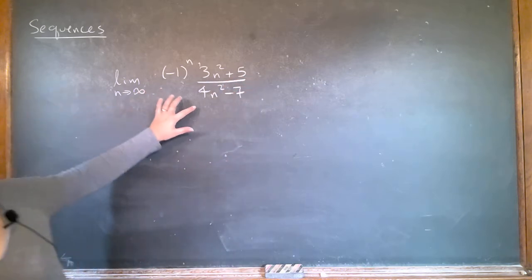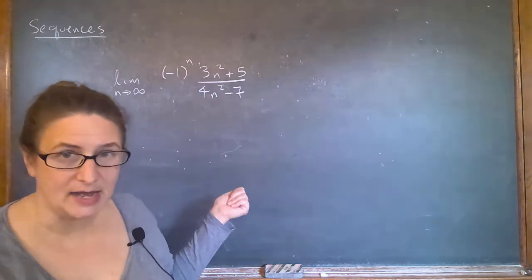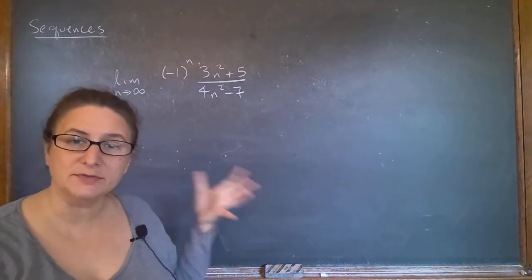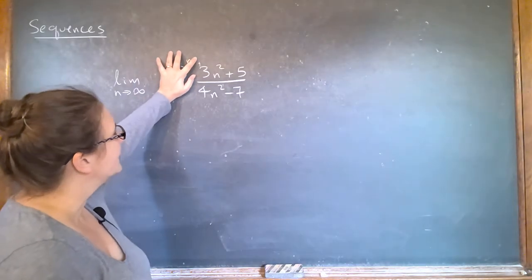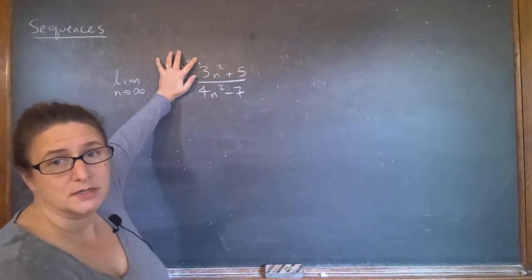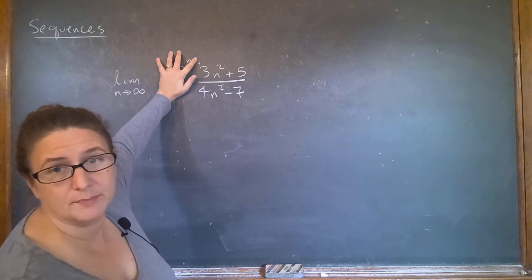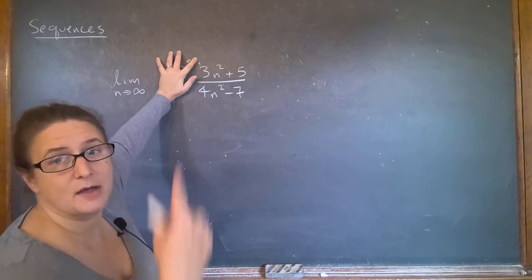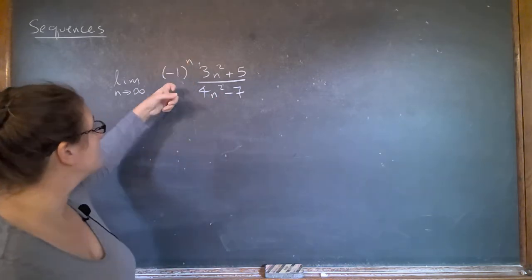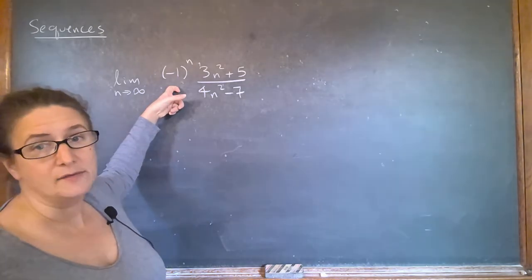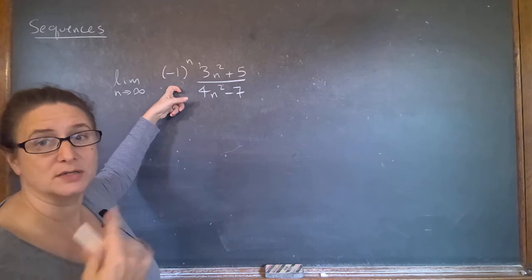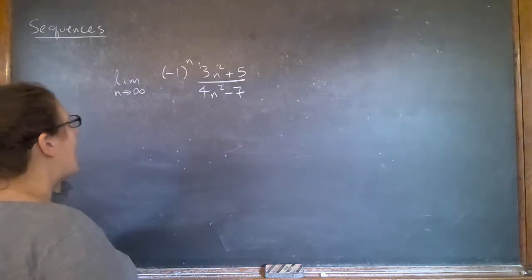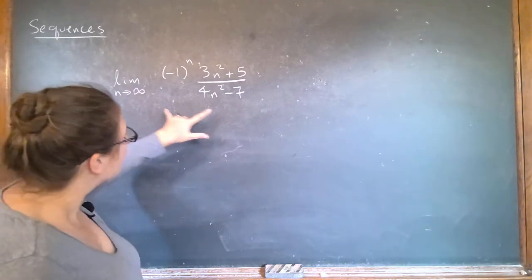So I've got an issue with this minus 1 to the n. Mentally, let's figure out what's going on here. If I just look at the positive part, this is going to go to 3/4. So this is very similar to the other example that we had, where it was going to be bouncing back and forth. Once I put this, I've got a situation where my sequence is bouncing back and forth between positive and negative values.